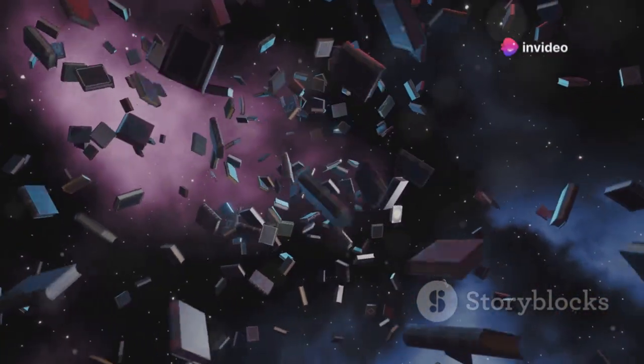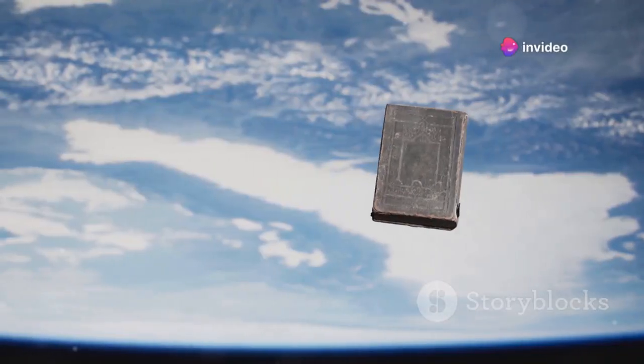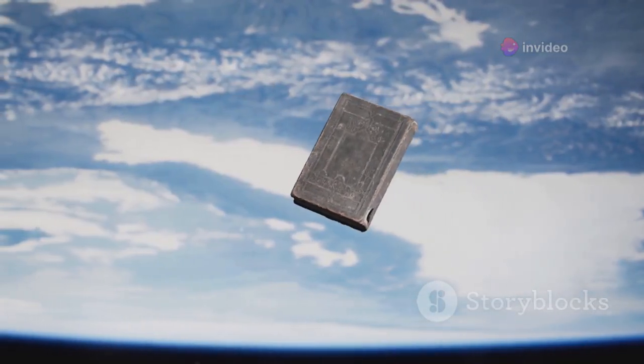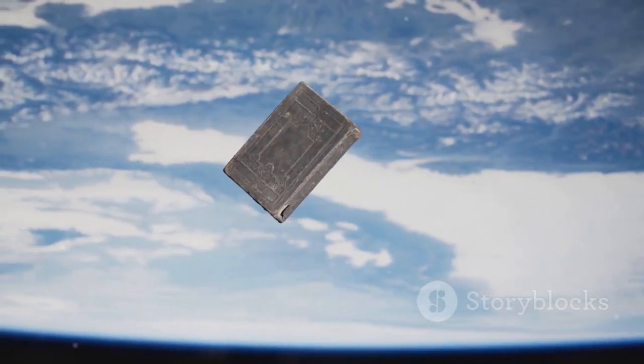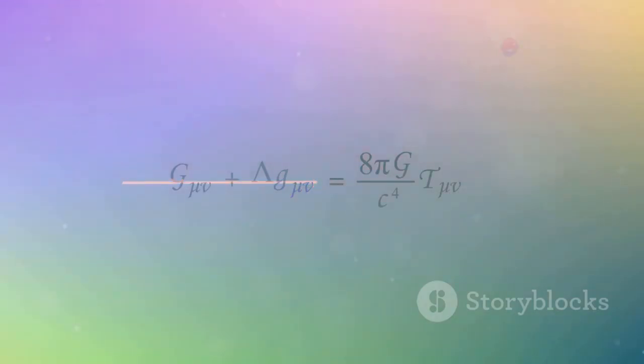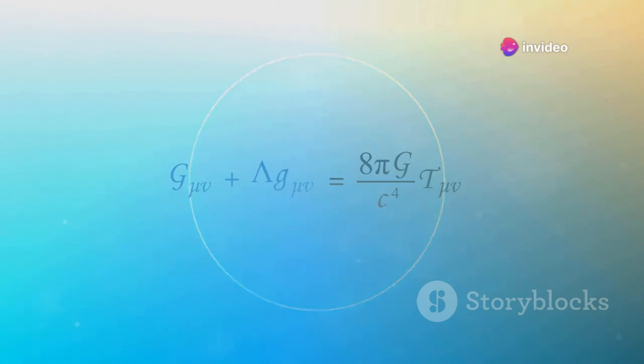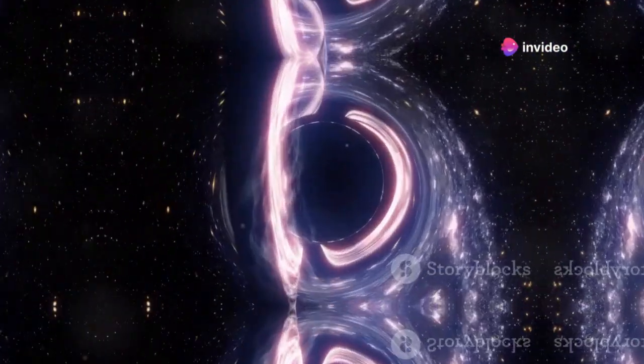The stress-energy tensor is like a cosmic recipe book for gravity. It tells us what ingredients, matter and energy, are needed and in what quantities to create a particular gravitational field. So, next time you're baking a cake, think of the stress-energy tensor. Okay, maybe not, but you get the idea.